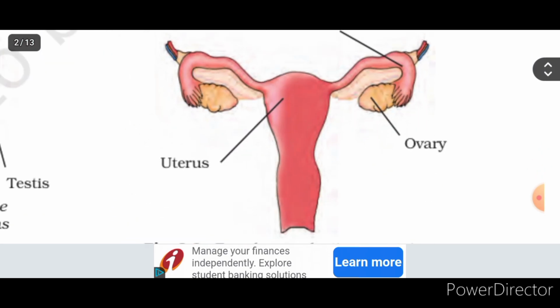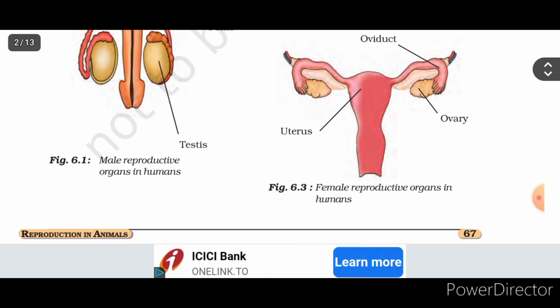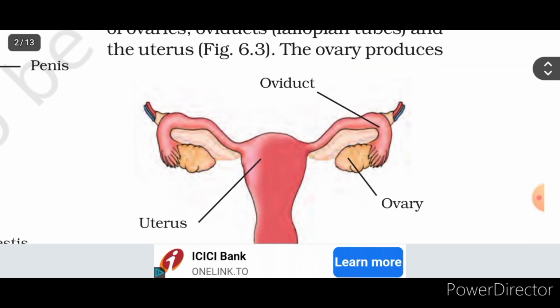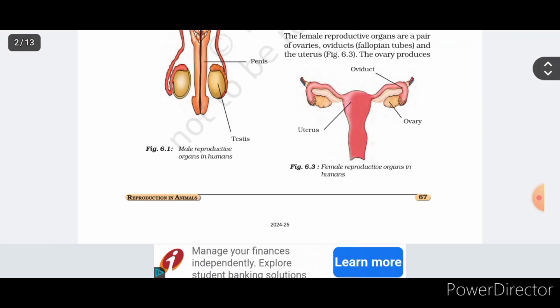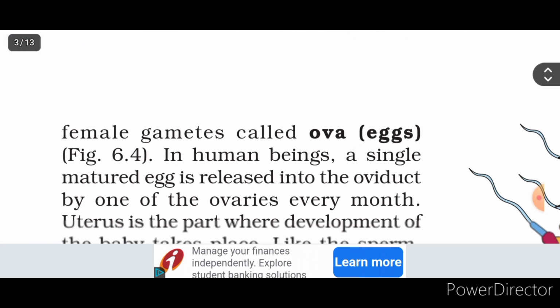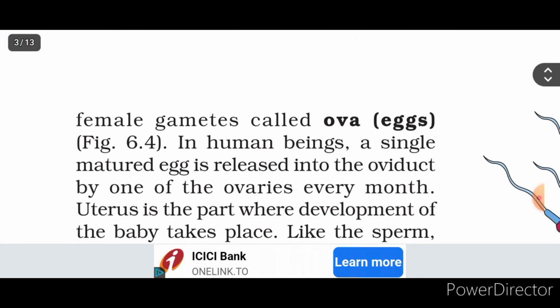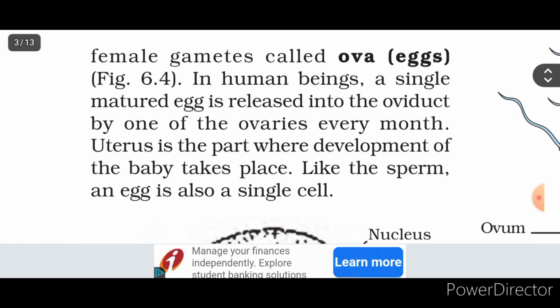Female reproductive organs in humans: ovary, oviduct and uterus. The female reproductive organs are a pair of ovaries, oviducts and the uterus. The ovary produces female gametes called ova or eggs. In humans, a single matured egg is released into the oviduct by one of the ovaries every month. Uterus is the part where development of the baby takes place. Like the sperm, the egg is also a single cell.